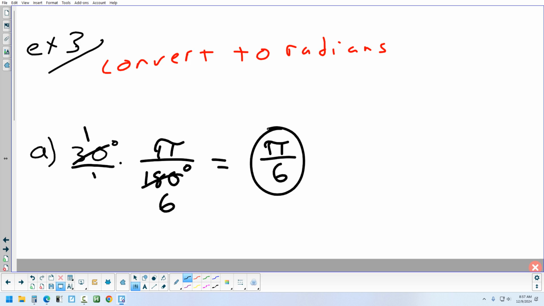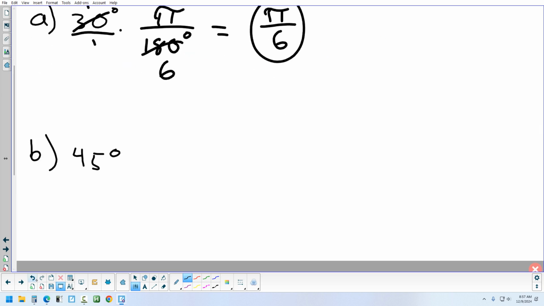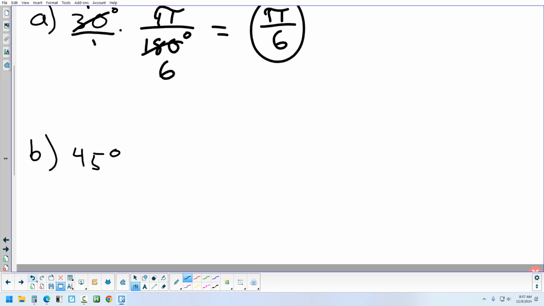All right. Let's try this one. I'm not sure we did this one in class. I don't remember. 45 degrees. Okay, converting to radians. Where would degrees have to go to cancel out? If you put degrees in the top, you're going to have degrees times degrees, which would be degrees squared.